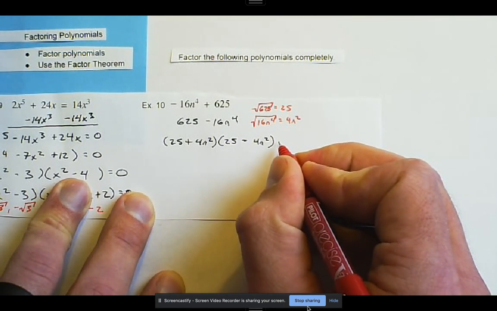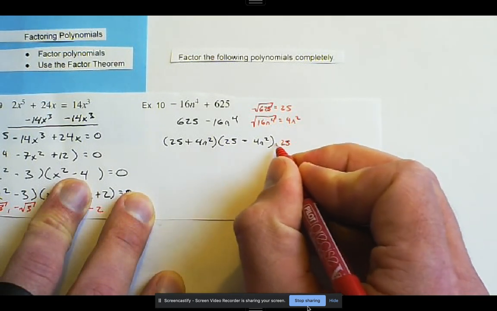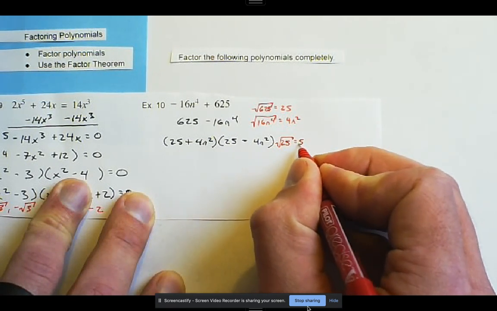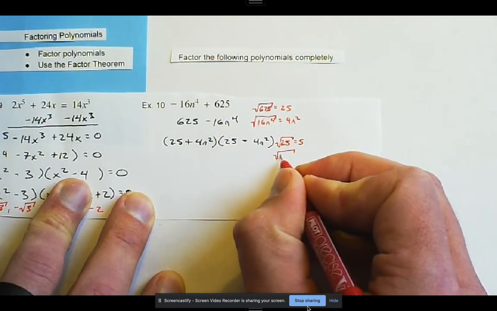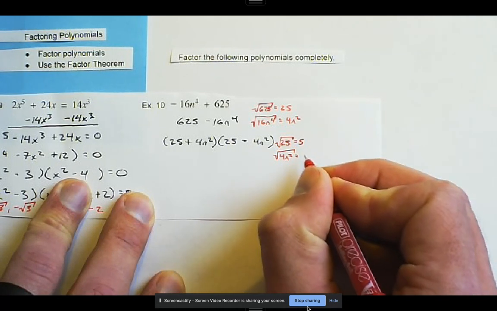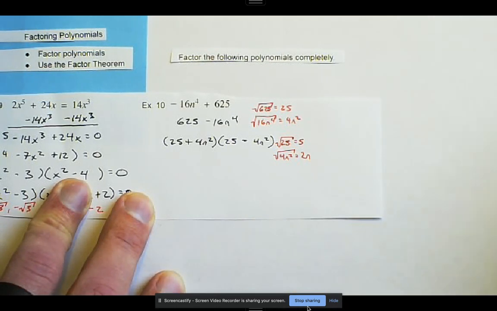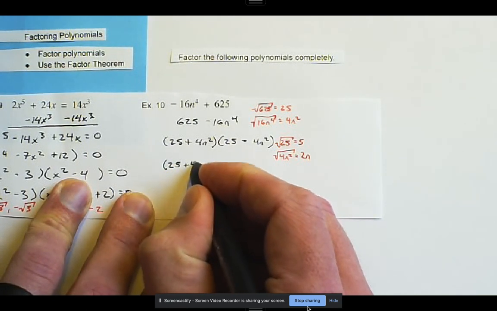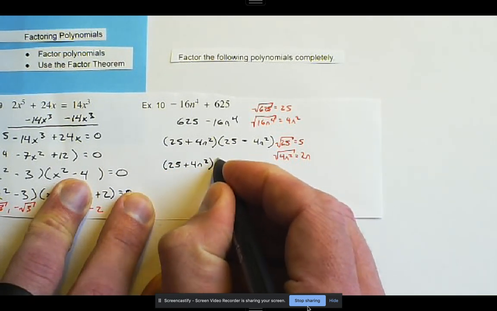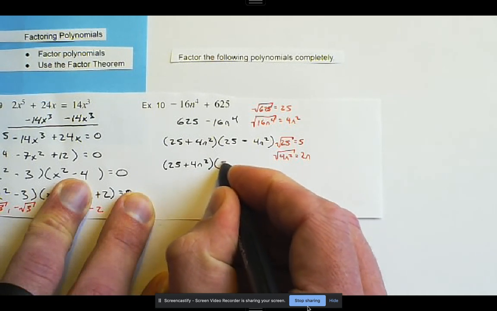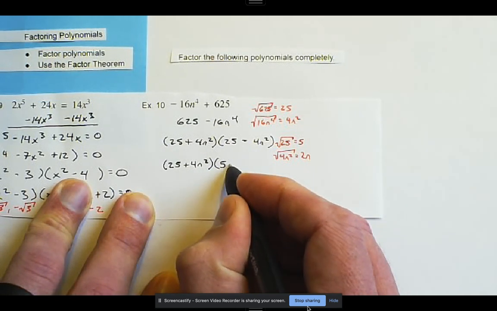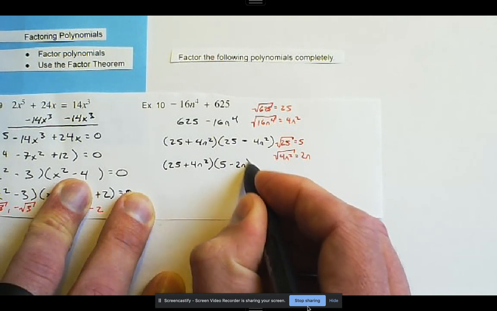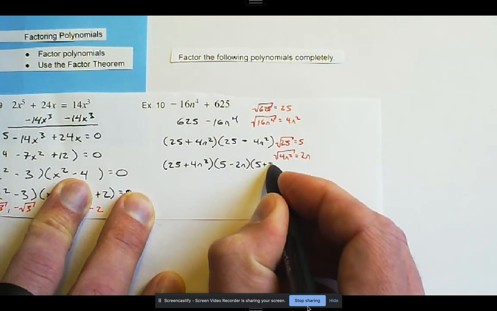so the square root of 25 is equal to 5, and the square root of 4n squared is equal to 2n. So we have 25 plus 4n squared times 5 minus 2n times 5 plus 2n.